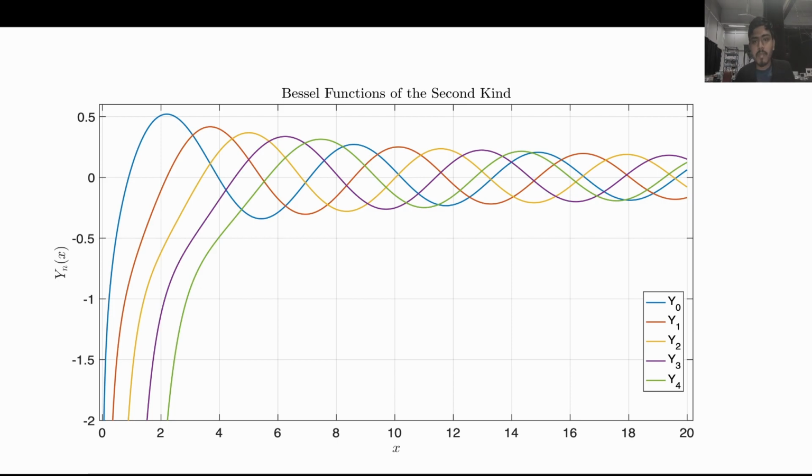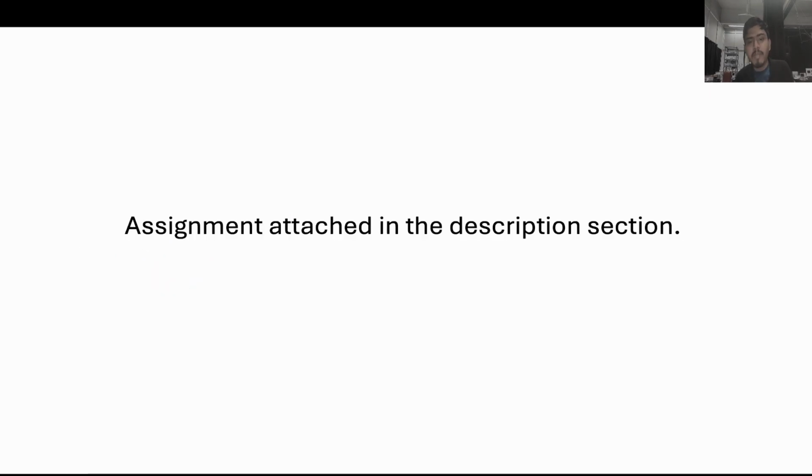In the next class, I will talk about the generating function of Bessel functions, and I have attached assignments in the description section, which cover the Bessel function of first and second kind. Please do them, you will get a better idea of these Bessel functions.